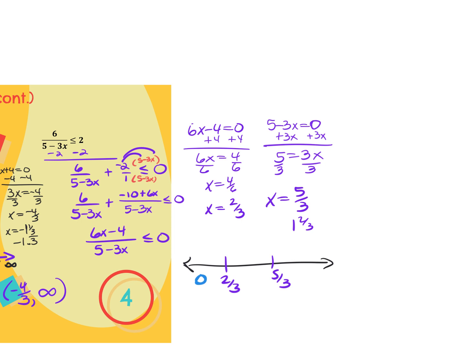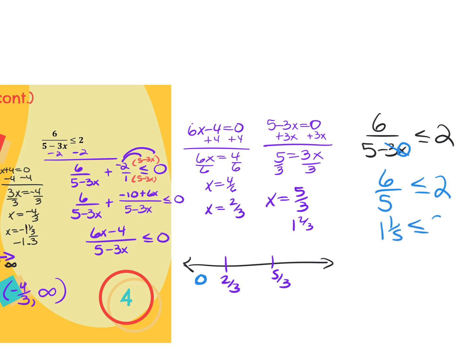My original problem was 6 over 5 minus 3x less than or equal to 2. So where I see the x, I'm putting a 0. Then this is gone, it becomes 0. 6 over 5 less than or equal to 2. 6 over 5 is 1 1/5. That is less than 2, so this is true. So this section gets the check, the middle gets the x, and then the check.